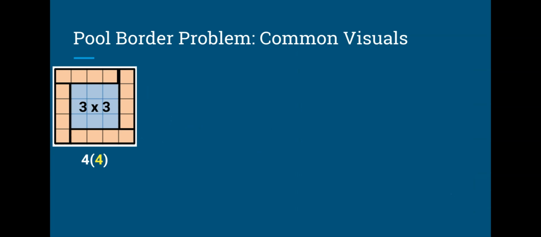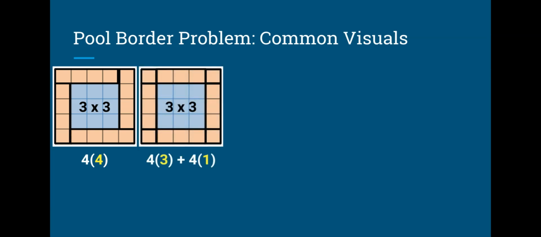So now let's talk about some common visuals that students will give us. And these are visuals about how those exterior tiles are grouped. So some students may tell us that those exterior tiles are 4 groups of 4 tiles when we have this 3x3 pool. Some may say that there are 4 groups of 3 tiles and the 4 corner pieces.